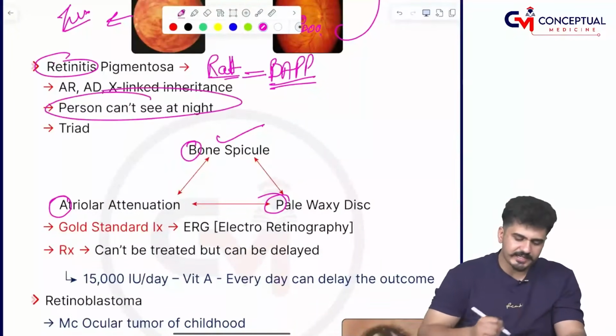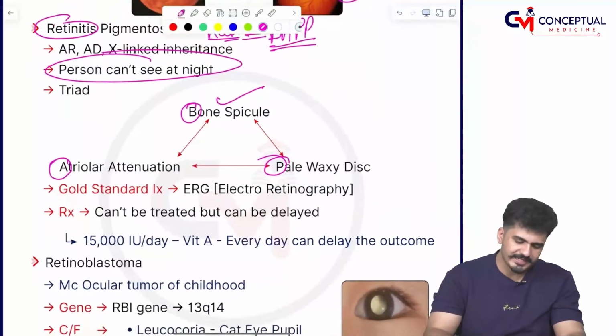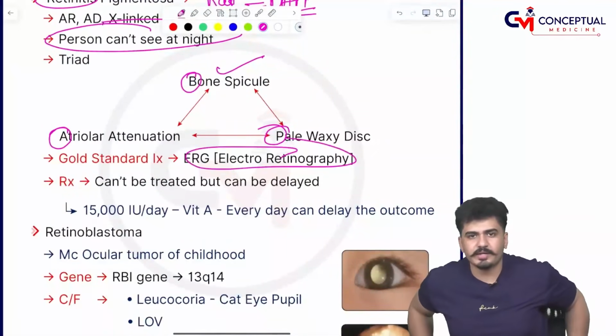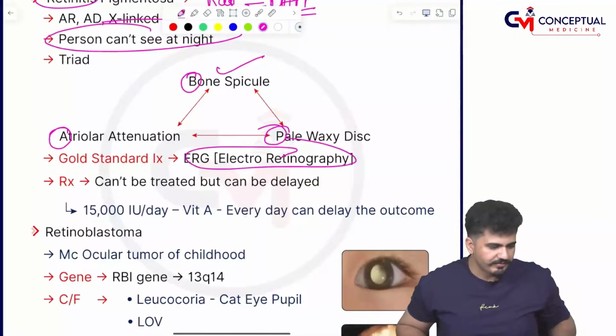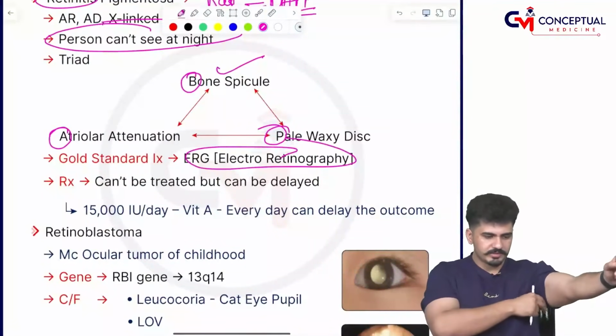The person can't see at night. We have seen this. Gold standard in investigation is ERG, that is electroretinography, sir. Electroretinography, sir. Thank you so much.